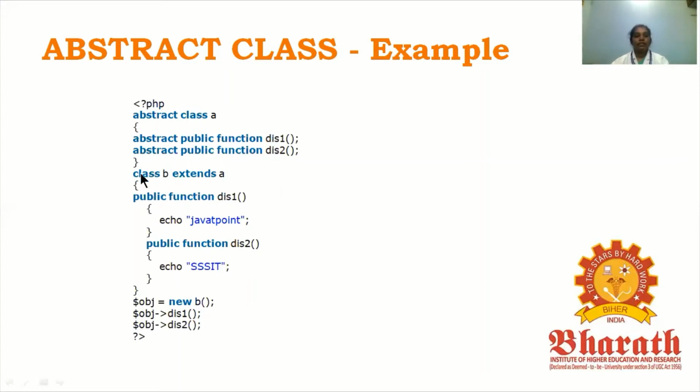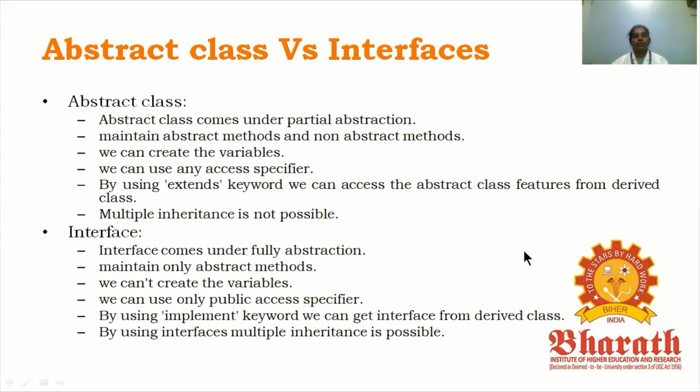And next, the class B is defined. See the class B, it extends A. The abstract methods are defined inside of this class, and an object is created for the class and invoked.